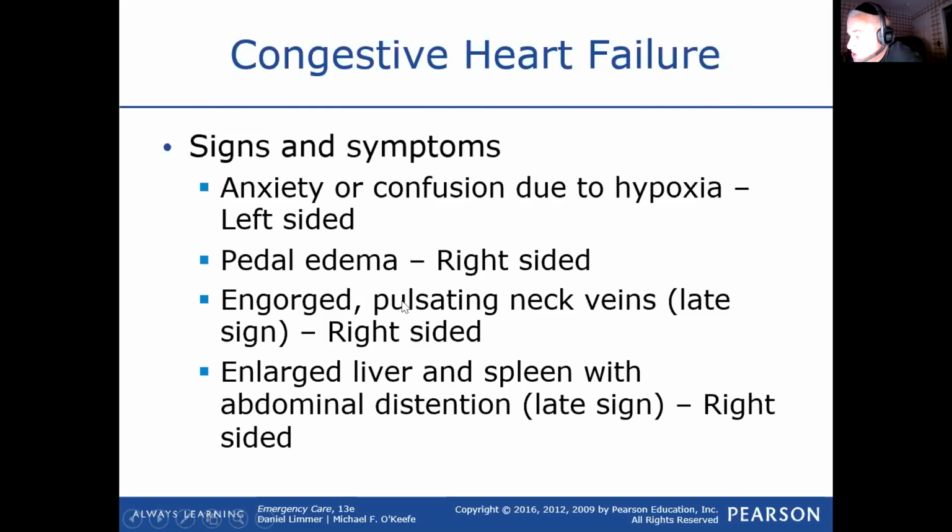all the other veins you're going to see are going to start filling up. So you see jugular vein distension, okay? You see the liver and spleen starting to get very swollen, okay? And you see the fluid around their ankles, the skin around their ankles get swollen. That's right-sided heart failure.